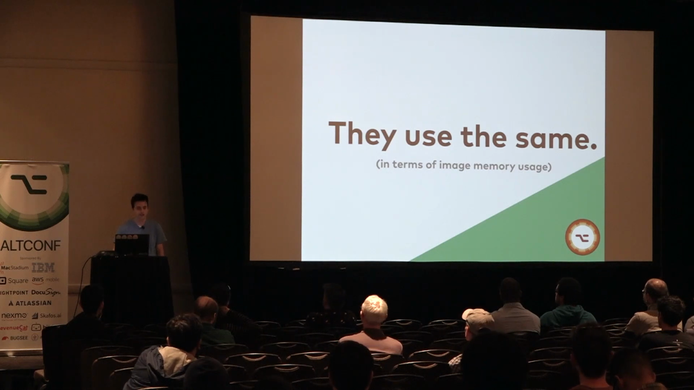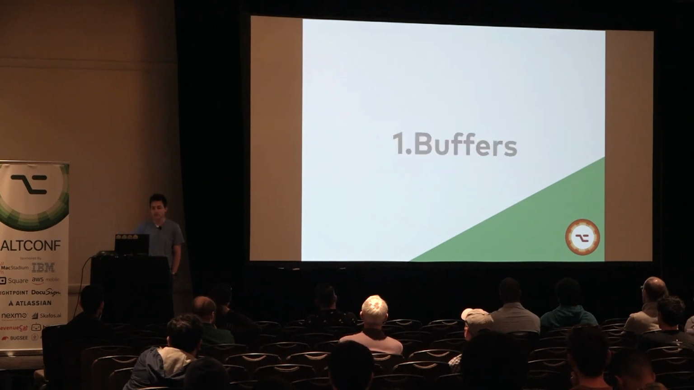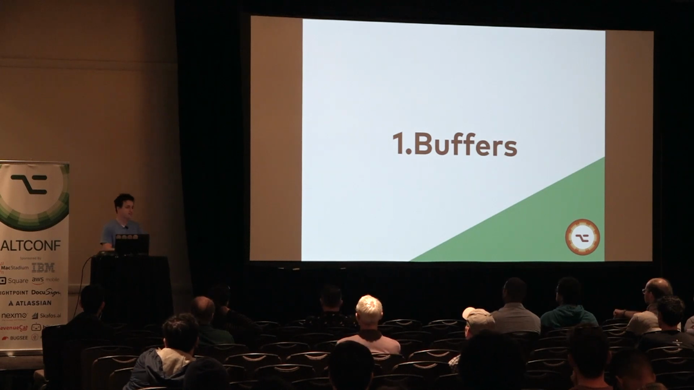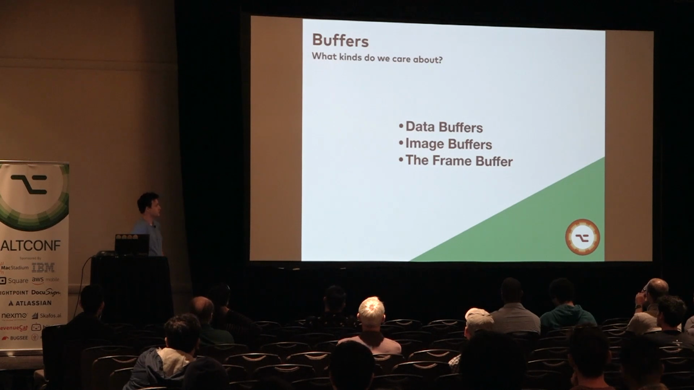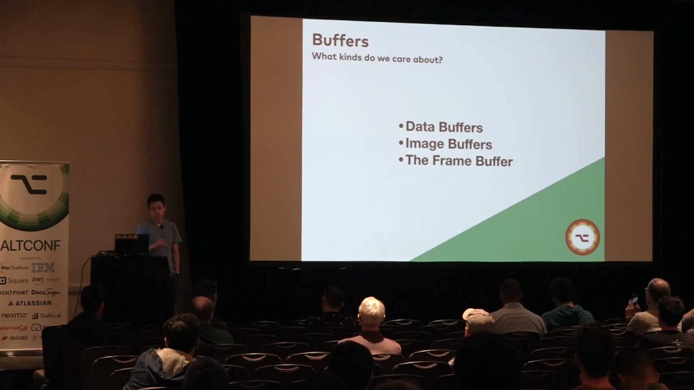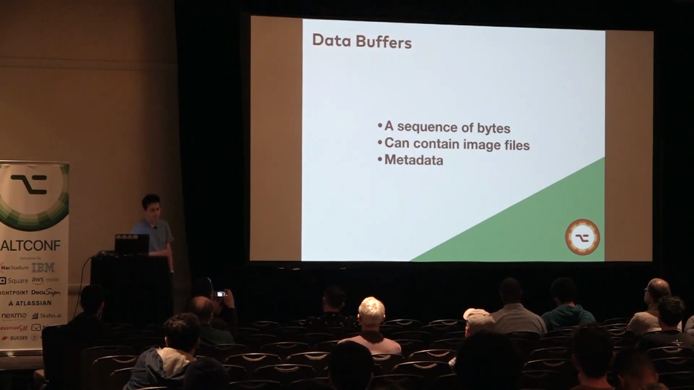With that stage set, let's talk a little bit about buffers. You can think of a buffer conceptually as just a contiguous region of memory. Like I mentioned earlier, there are 3 buffers that we really need to worry about: a data buffer, an image buffer, and a very special buffer that UIKit uses called a frame buffer. A data buffer is a sequence of bytes, and the ones we really care about here are the ones that might have an image file associated with them.